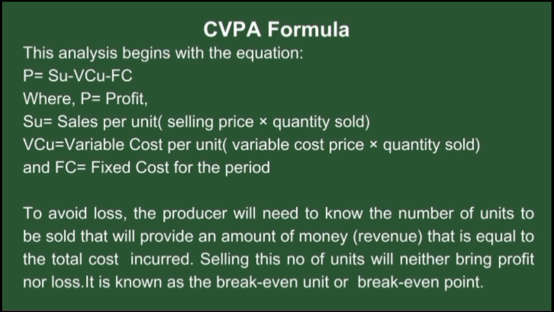So to avoid loss, the producer will need to know the number of units to be sold that will provide an amount of money or revenue that is equal to the total costs incurred for doing business. Selling this number of units will neither bring profit nor loss, but it will at least help the businessman know the number of units to be sold so as to avoid loss. It helps the businessman to trade with caution while doing business. It is known as the break-even units or break-even points.